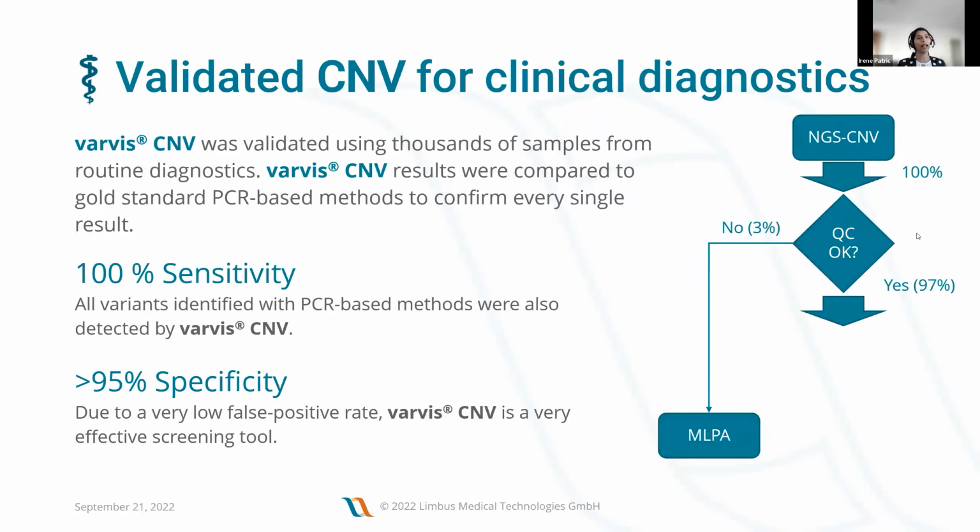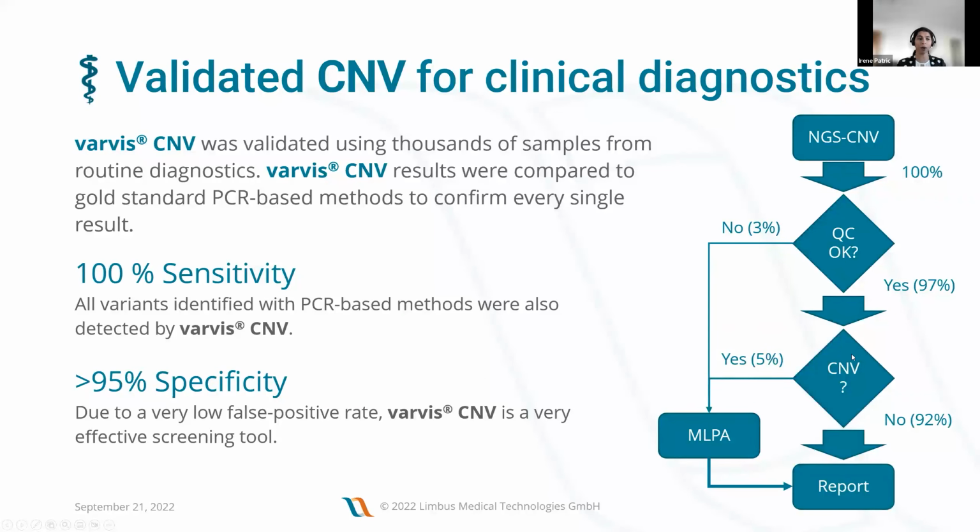Now, what is the benefit of validating this pipeline? When we're looking at CNV from NGS data, if the QC parameters are not okay, then we definitely have to rely on other methods. But if it is okay, and you have no CNV calls, then you are able to generate a negative report with confidence.